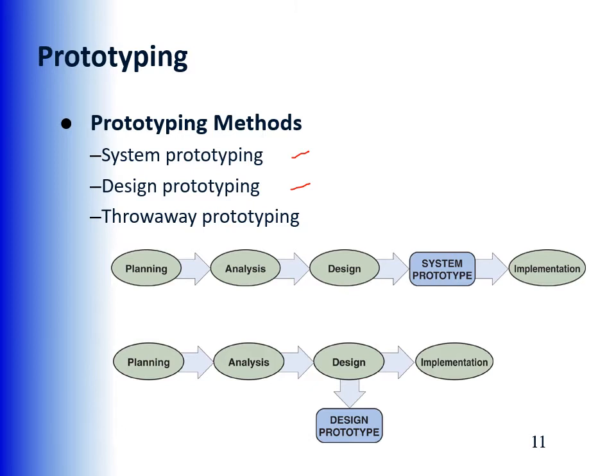System prototyping basically produces a full-featured working model of the information system. Look at this first diagram. It shows you a system prototype ready for the implementation phase of the SDLC. Systems analysts also use prototyping to verify user requirements, after which the prototype is discarded, and then the implementation continues, which is shown in this diagram.